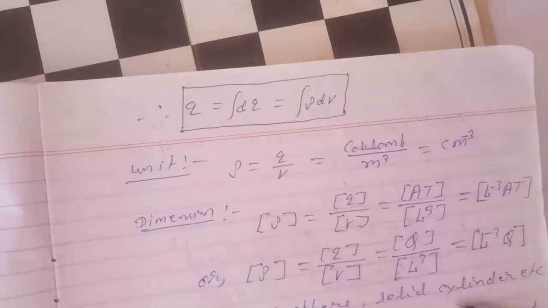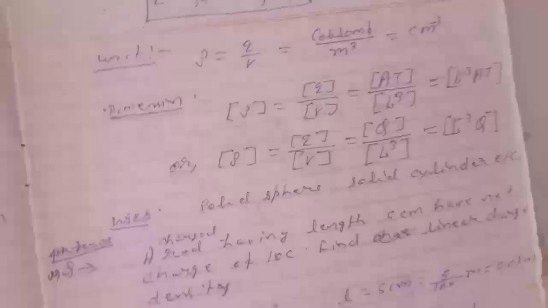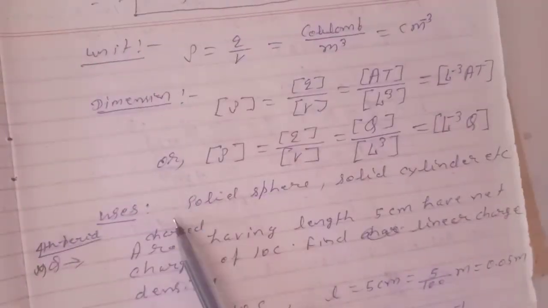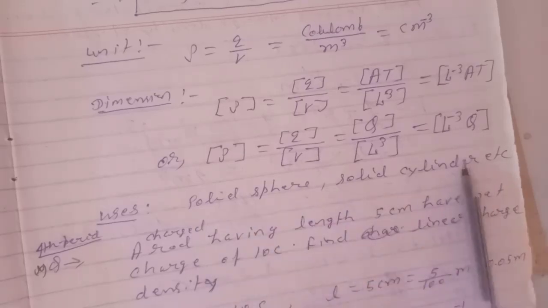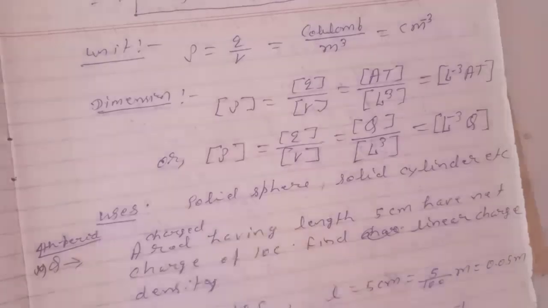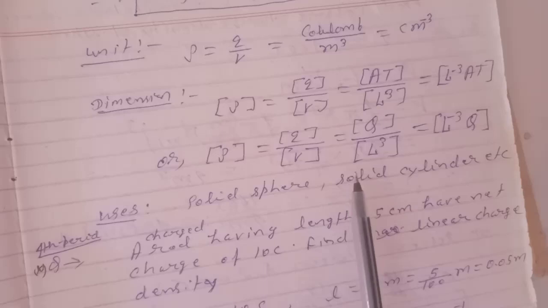And this means that volume charge density is used in the case of a solid sphere, solid cylinder, or any solid body where charge is distributed in the whole volume, inside the whole volume of the body. Then we can use volume charge density.